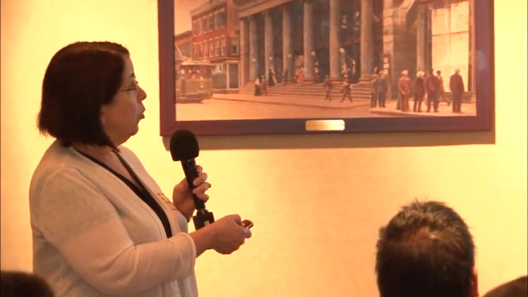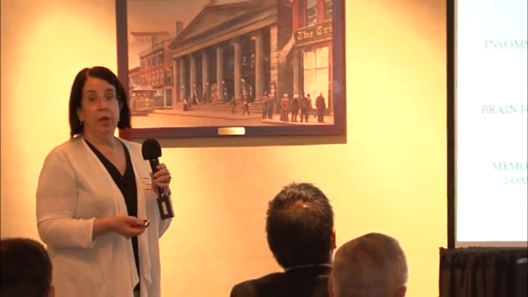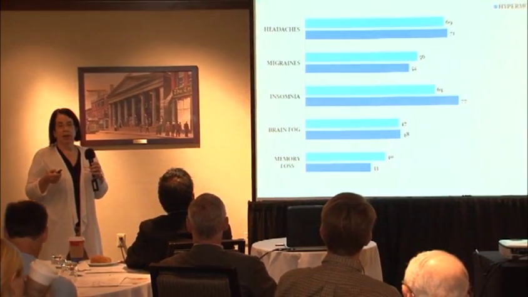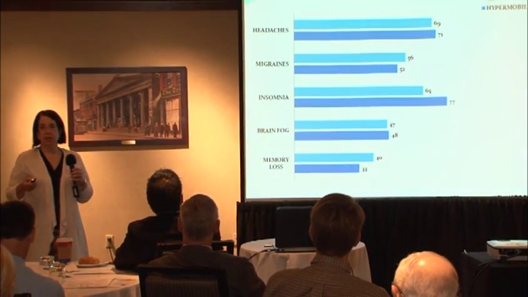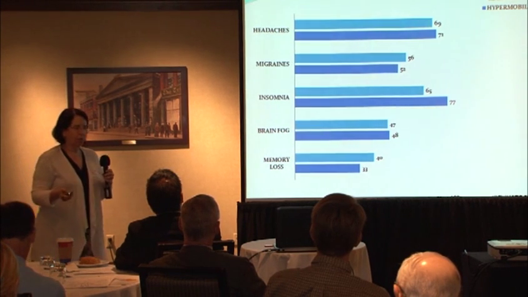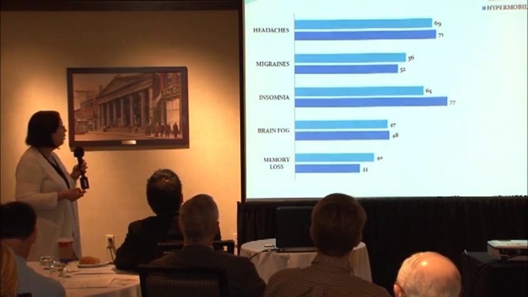Neurologic symptoms, 70% are reporting headaches. So this is huge. And 52 to 56% reporting migraines. People distinguish between their typical headaches and their migraine headaches. The migraine headaches are the ones that take them out. They have to go to bed. They have to be in a dark room. They are completely unable to function.